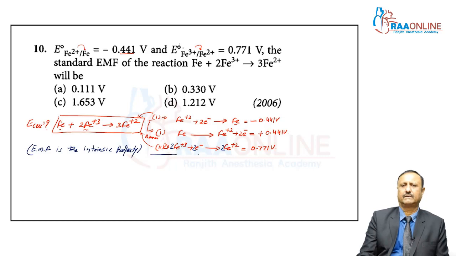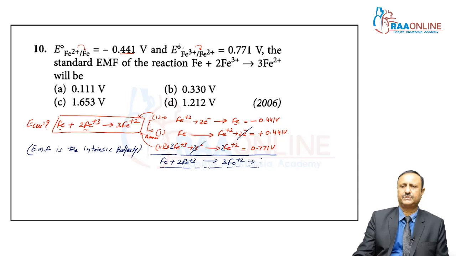Now we can add both the equations. When we add both the equations, the 2 electrons cancel with each other. Here you can see Fe and 2 Fe3+, right? This is 2 Fe3+, and here you get 2 plus 1, 3 Fe2+. My dear students, you get the required reaction, and this is the same reaction. So, if you add this EMF, then you can get the answer. No, not that, my dear students. This is converted into free energy.